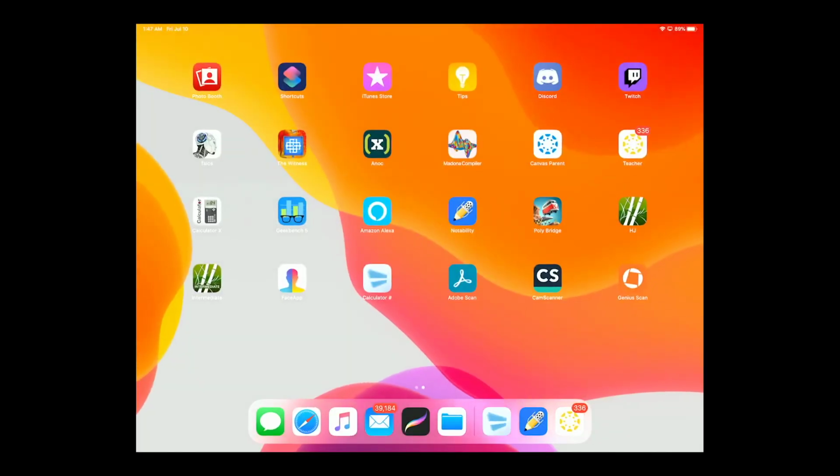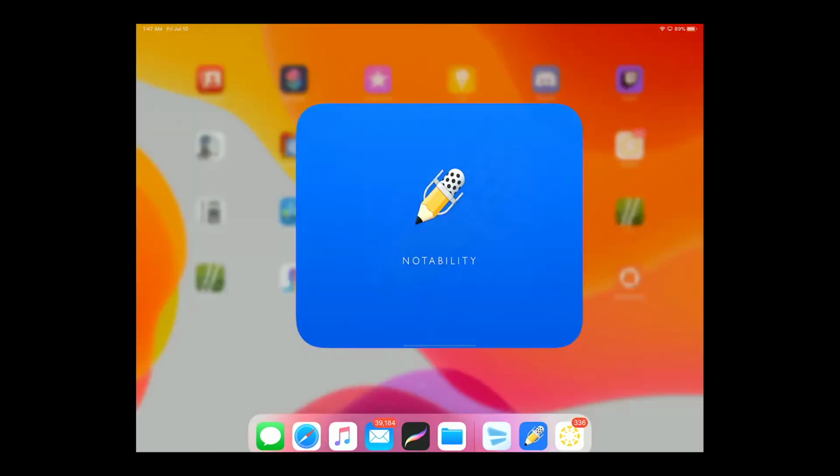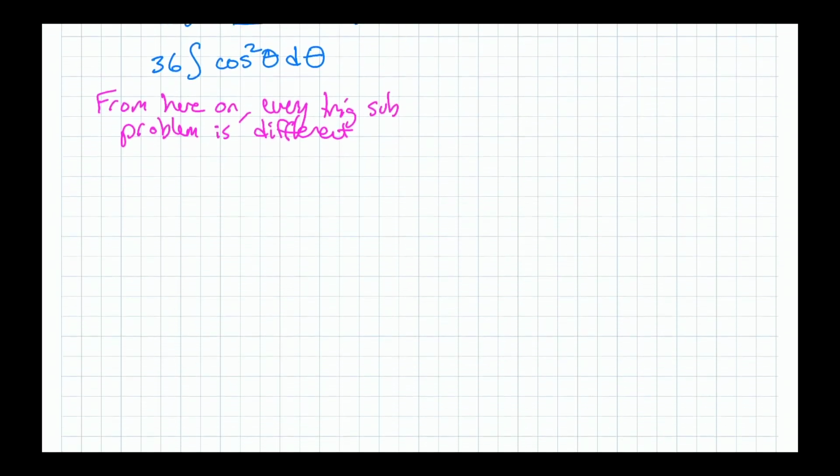We'll do the integral. So back here, let's do it. I have to actually close the note program and then open the note program, or my battery will die.